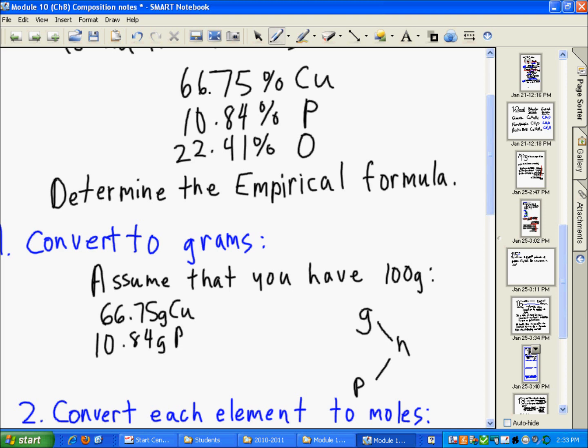10.84 grams phosphorus and 22.41 grams oxygen. So just let Crystal catch up and write those things down.